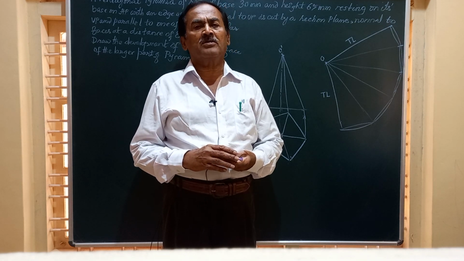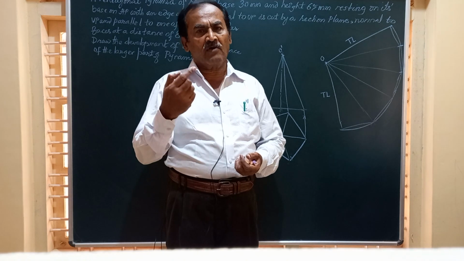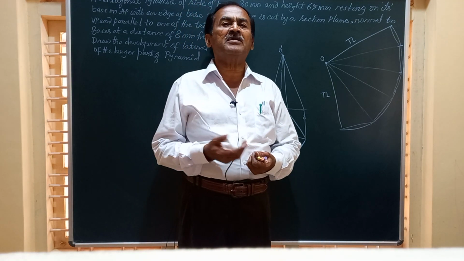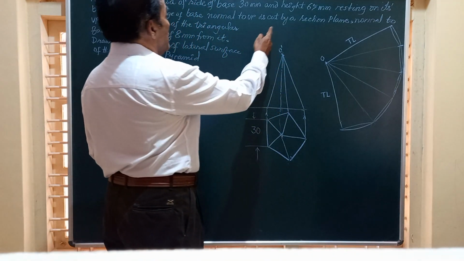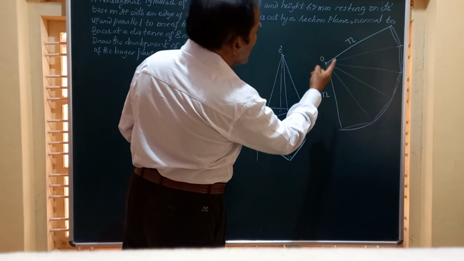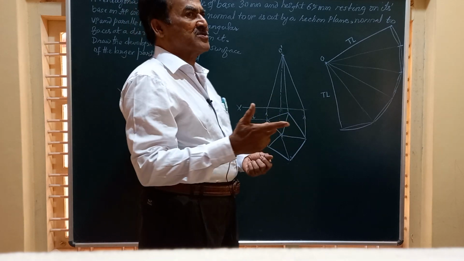In today's video, we are going to work out a problem on the development of a pentagonal pyramid which is resting on its base on HP with one of the base edges normal to VP, and this is being cut by a section plane which is normal to VP and parallel to one of the triangular faces.